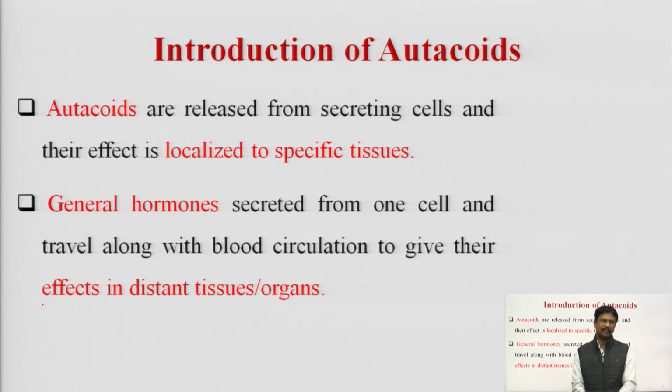Now, these Autacoids are released from some particular cells, known in the case of histamine as mast cells, and particularly these cells are localized to specific tissues such as lungs, skin, gastric mucosa, brain. Okay. Whereas the general hormones have a systemic effect and they put their effect by travelling through the blood to the distant tissue or organ.